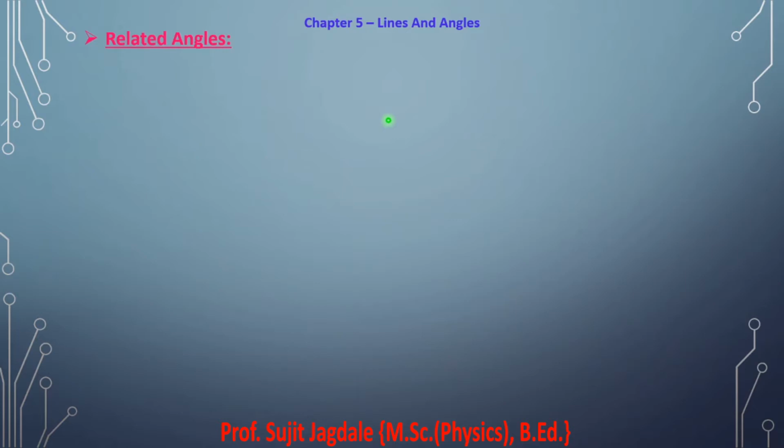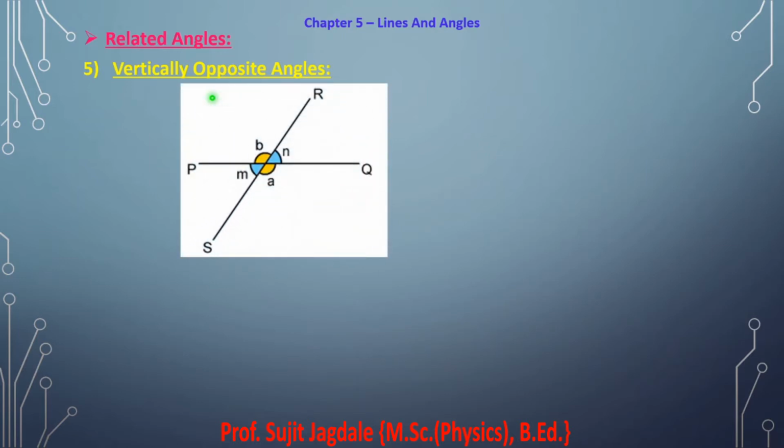And now here we are going to consider the last but not the least, vertically opposite angles. The vertically opposite angles are obtained only when 2 line segments or 2 lines intersect each other. That means 2 lines should be intersecting each other. So here you can see that the lines PQ and SR or RS are not meeting each other.